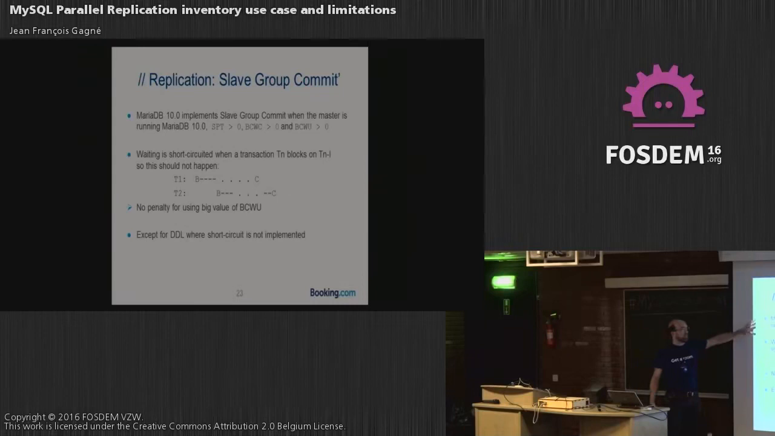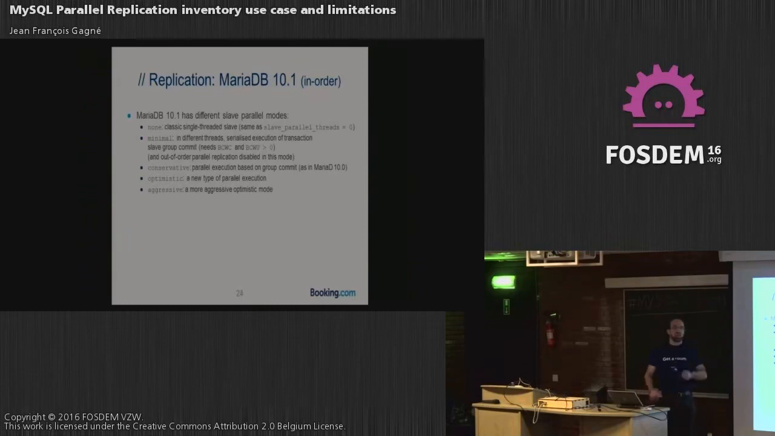MariaDB 10.0 does that if you set the number of threads greater than 0, binlog commit wait count greater than 0, and wait usec greater than 0. And also, MariaDB is careful to avoid pathological waiting if you have a conflict, except for DDL. A question about that, because it's quite an important concept, so I can answer one question. No questions?